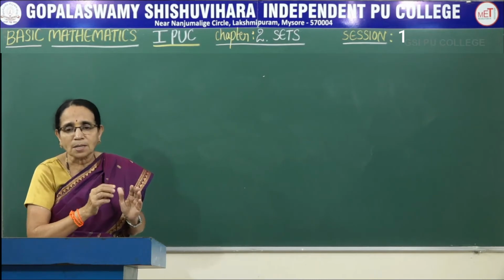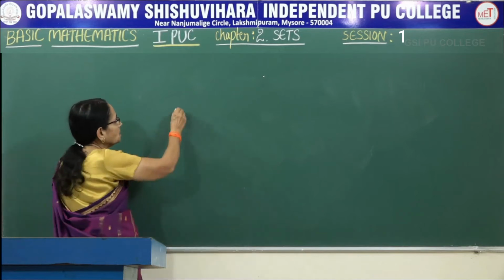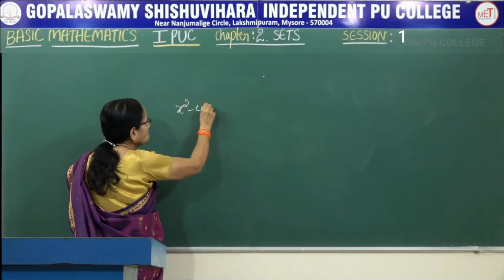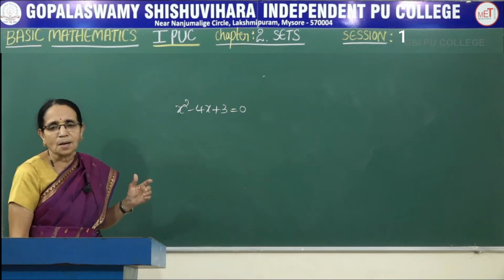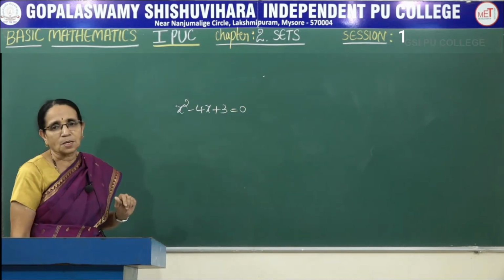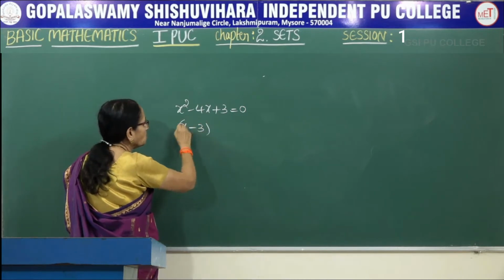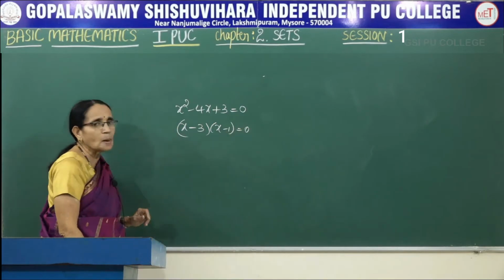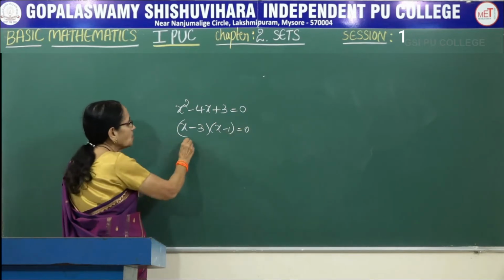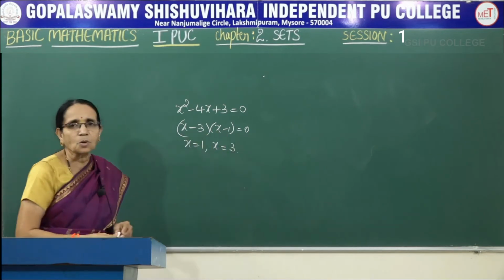So we can call it as a set. Sometimes though, an equation would be given to you. For example, x square minus 4x plus 3 equal to 0. You can see that it is a quadratic equation. You can factorize this one. When you factorize, you are getting the factors to be x minus 3 into x minus 1. Now, when you equate it to 0, we get the values of x to be equal to 1 and 3.